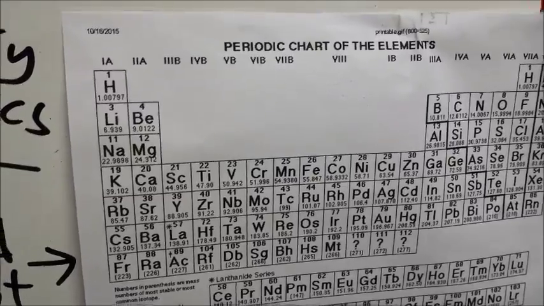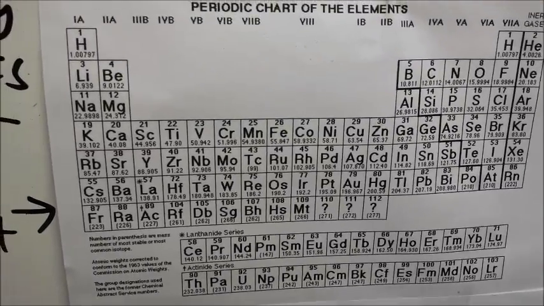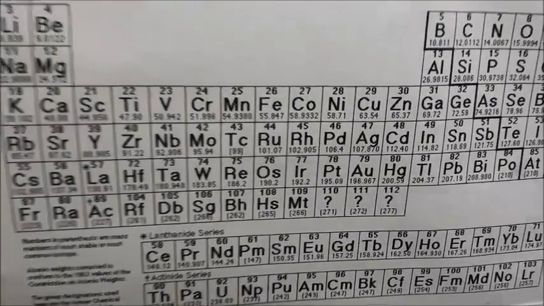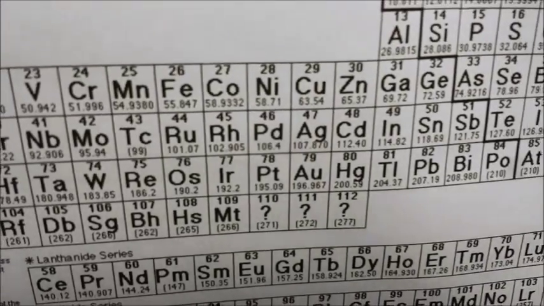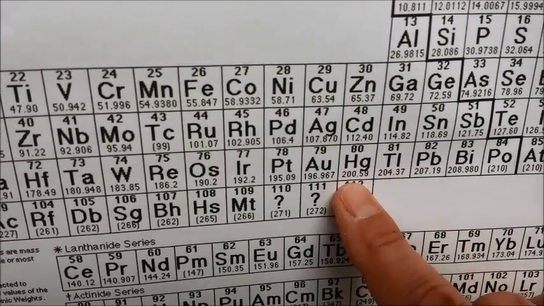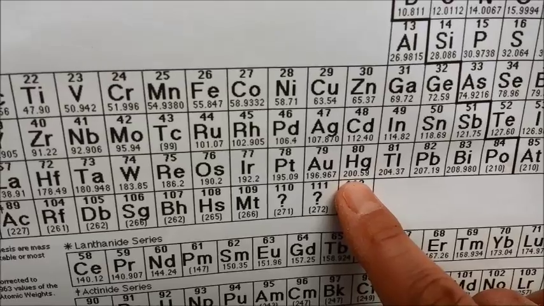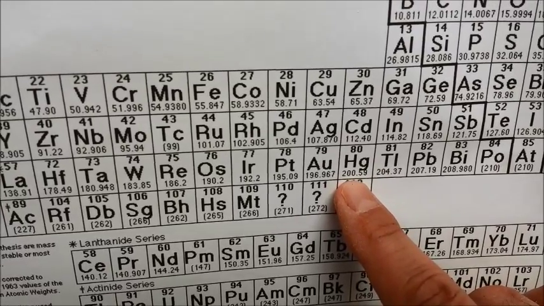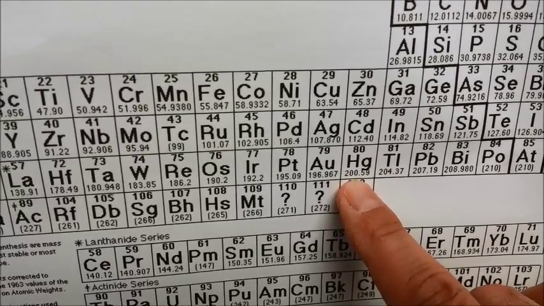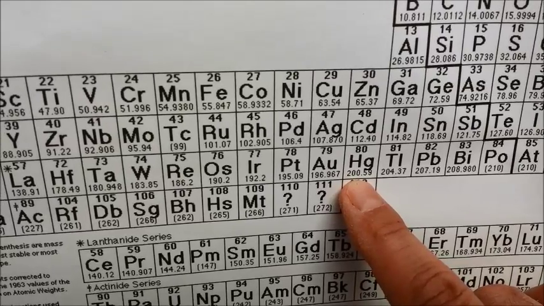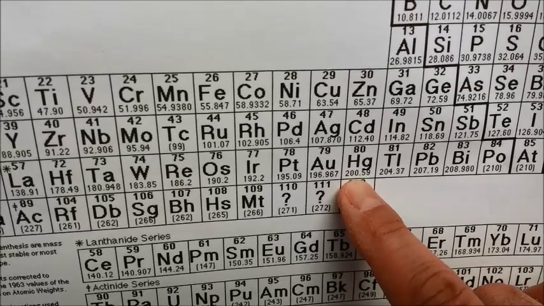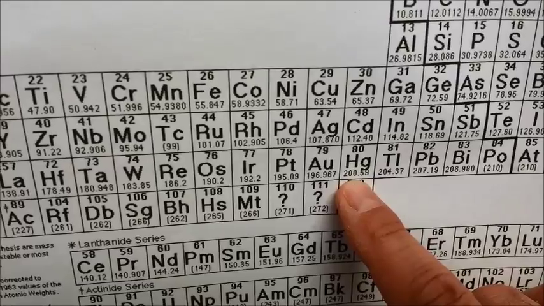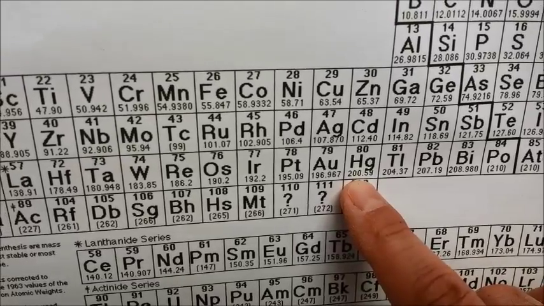The reason that we need the periodic chart of the elements is that we need to be able to find the mass per mole of each element that we are going to be discussing. In the beginning of this playlist, we're going to be talking about mercury oxide. So mercury at 200.59 grams per mole is important in our calculations.